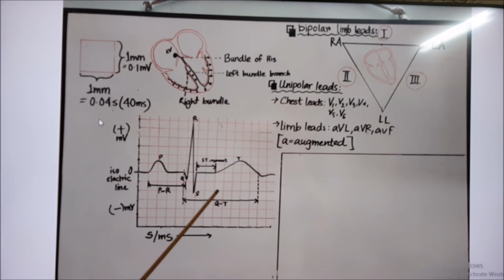Now, another is the QT interval. You see, the beginning of the Q wave to the ending of the T wave is called the QT interval. The time of the QT interval is usually 0.35 to 0.43. The QT interval denotes the ventricular depolarization and ventricular repolarization.